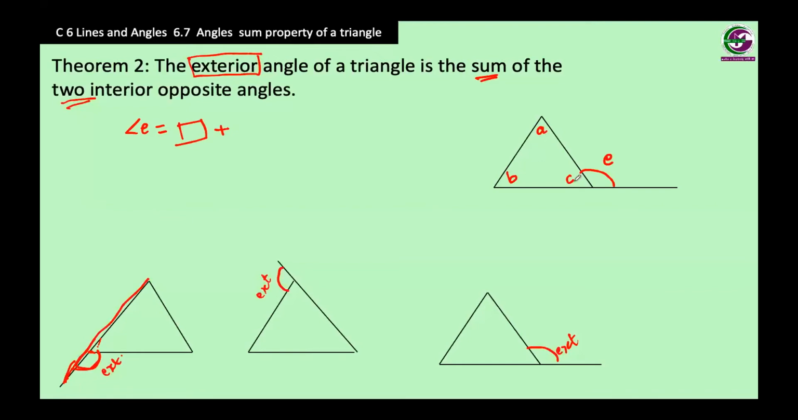But we can't take any interior, we have to take the opposite. To this exterior angle, the opposite angles are angle A and angle B only. C is not opposite, it is adjacent. So we have to take opposite angles, angle A plus angle B. So once again, the exterior angle, the angle outside, will be equal to the sum of the other two angles. Exterior angle is equal to the sum of two interior opposite angles.